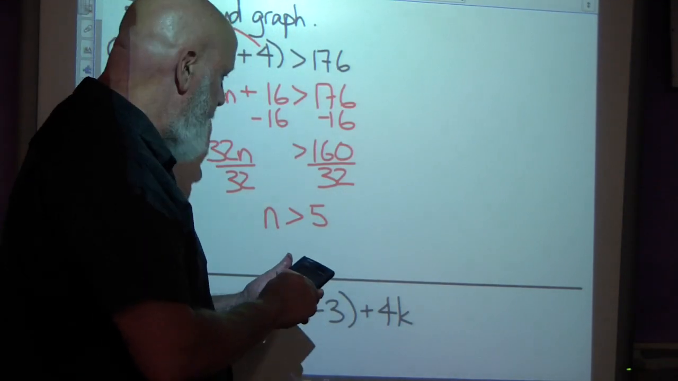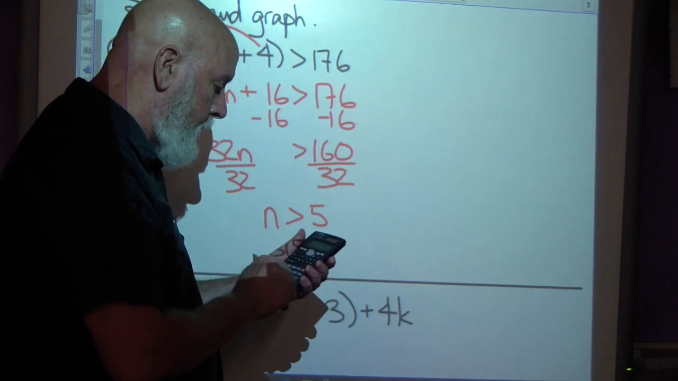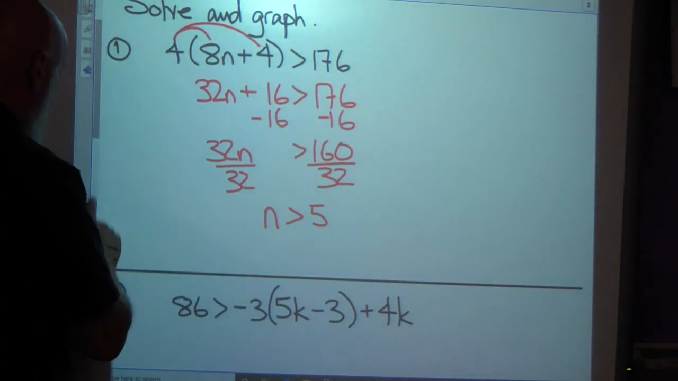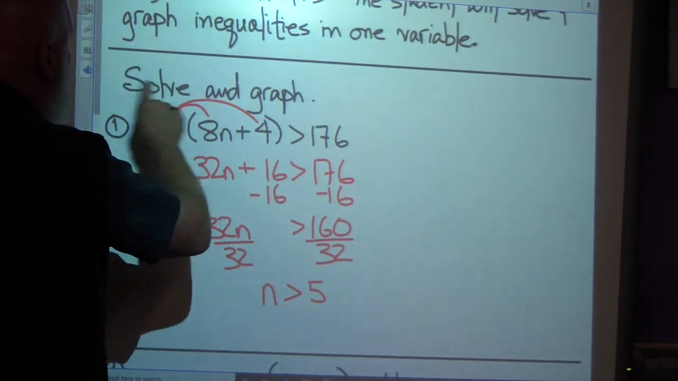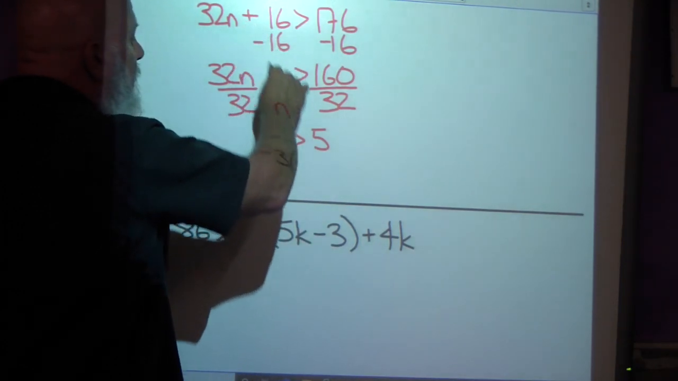Here it is. 160 divided by 32. 5, yay. So here is our solution of the inequality. But it says solve and graph. Now you're going to be doing multiple choice problems, so you're going to do this.